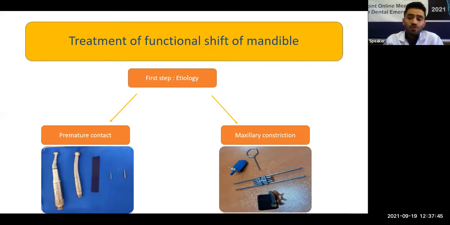What is the treatment of functional shift of the mandible? Well, etiology comes first. Where there is a primary molar or canine tooth contact and premature contact and dental interferences, our treatment of choice is equilibration and occlusal adjustment. We should grind the teeth and eliminate this functional shift, which is because of the premature contact of these teeth. But if the problem is the maxillary constriction, we should use our orthodontic appliances to expand the maxillary arch.